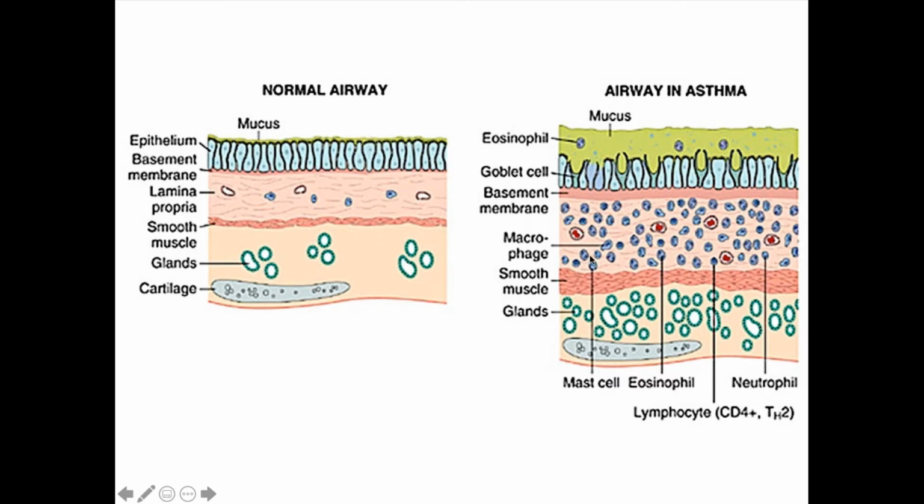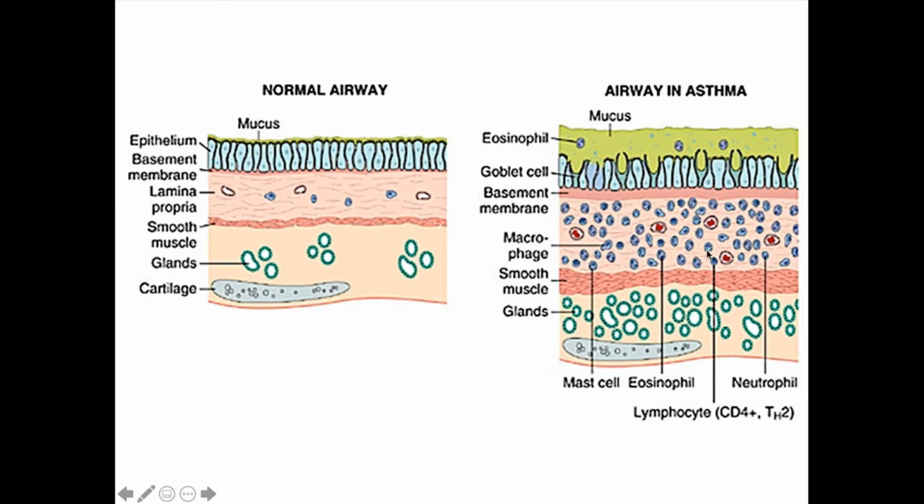However, in someone who has asthma, you can see there's a huge difference in these layers. First of all, there's a whole bunch of mucus being formed because there are a lot of goblet cells formed in this epithelial layer. Also, in this mucus layer, you see some eosinophils. Those eosinophils are going to be important. We'll talk about what they do later on.